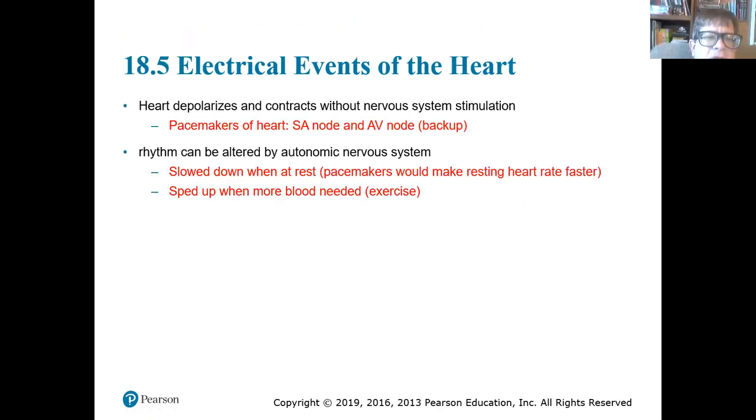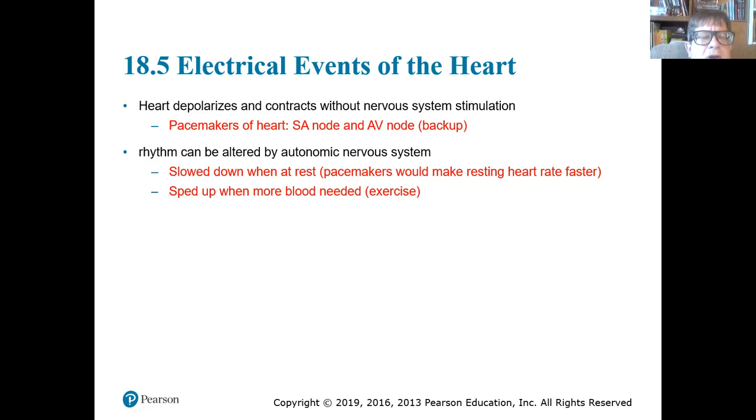The heart depolarizes and contracts on its own, even if there's no input from the nervous system. The heart has these built-in pacemakers. These are sections of the right atria that are auto-excitatory. I'll go ahead and tell you why. This is because they have leaky sodium channels. Their sodium channels allow small amounts of sodium.